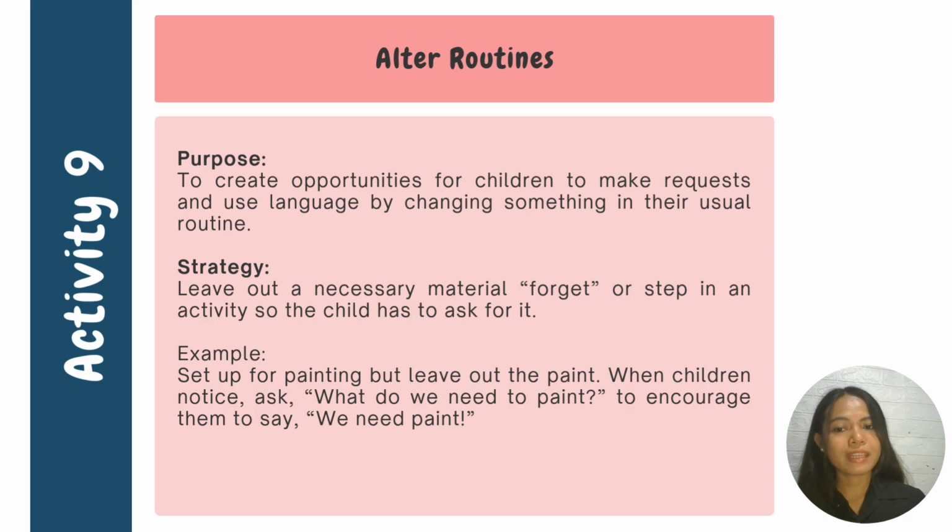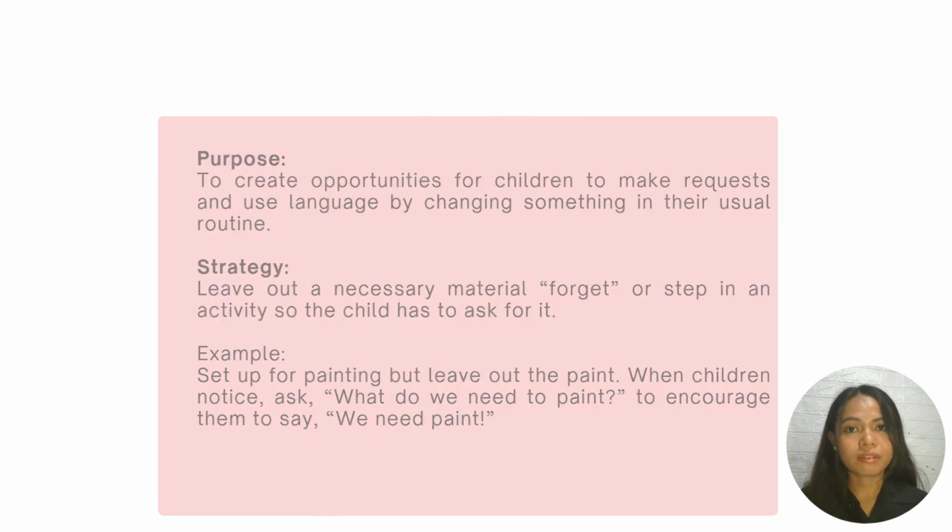An example for that is to set up for painting but leave out the paint. When children notice, you ask them, "What do we need to paint?" to encourage them to say, "We need paint." Changing small things in daily activities encourages children to speak up and make requests. It helps them use words when something is missing or different.